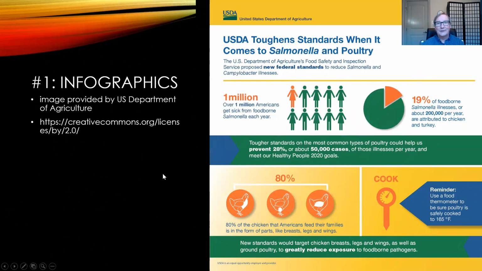So it's kind of cool here. It talks about USDA toughened standards when it comes to salmonella and poultry. It says 1 million Americans get sick from salmonella. 19% of that, or about 200,000 a year, is attributed to chicken and turkey. So tougher standards could help us prevent about 28%, maybe 50,000 cases. And it says 80% of the chicken that Americans feed their families with is in the form of parts. So the new standards would just target chicken breasts, whereas I think the old standards were targeting like an entire chicken.